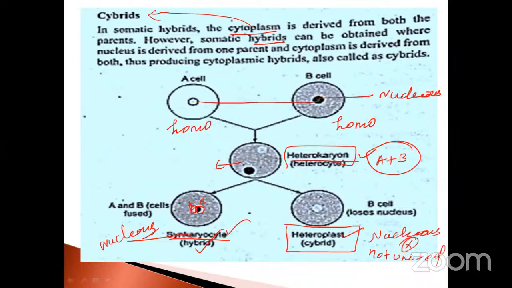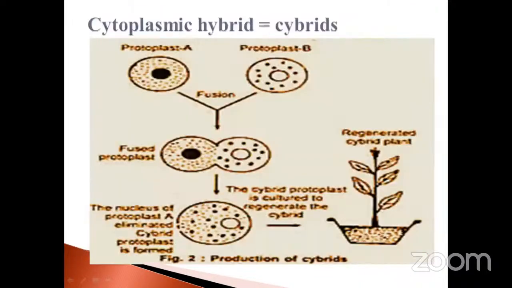Instead of the nucleus, only the cytoplasm is united here. That is called a cybrid. Two cytoplasm of different species united to form a heteroplast. That condition is called a cybrid. Okay, two cytoplasm only united. The nucleus is not united. Okay, my dear, don't forget, this is very, very important. Same process here. A cytoplasm hybrid is simply called a cybrid.